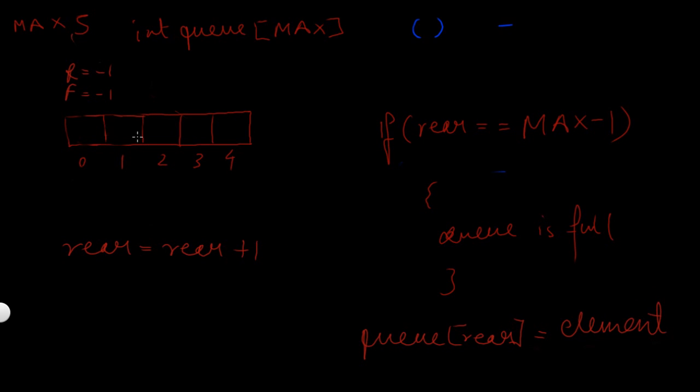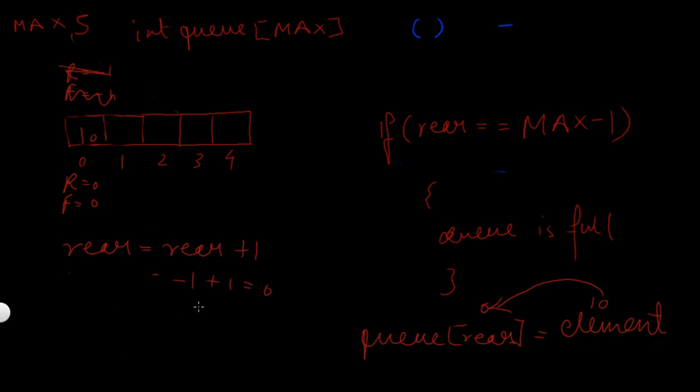Now when an element is inserted into the queue, then first the value of rear is incremented by 1, so rear equals rear plus 1. The value of rear at this moment is minus 1, so minus 1 plus 1 equals 0. Rear becomes equal to 0, and the new element will be inserted at this position. Suppose the value of this variable element is 10, so 10 will get inserted at this position, which is 0. And during the first insertion, as I have already told you, the value of front from minus 1 will become equal to 0.